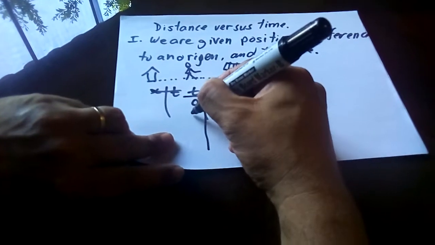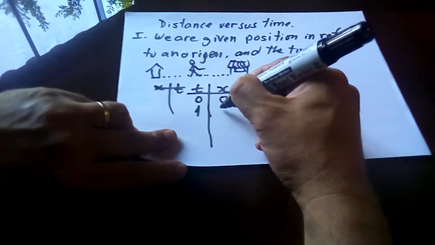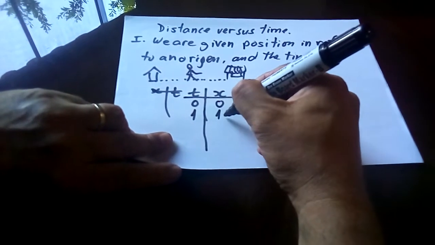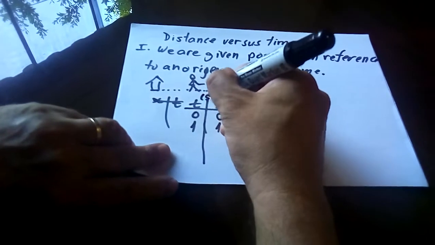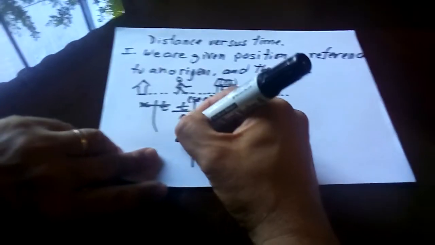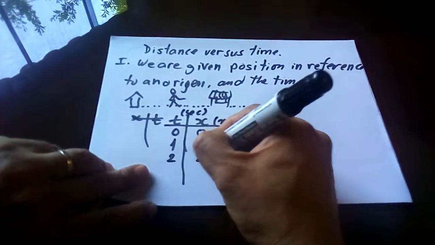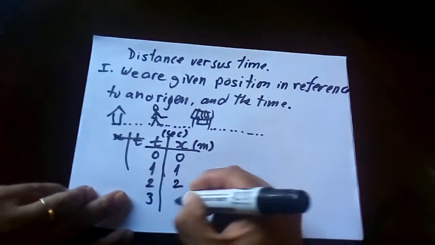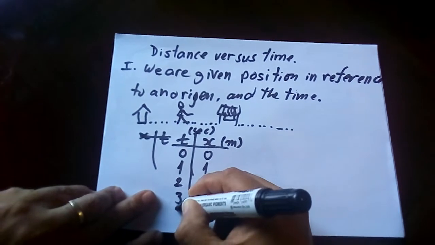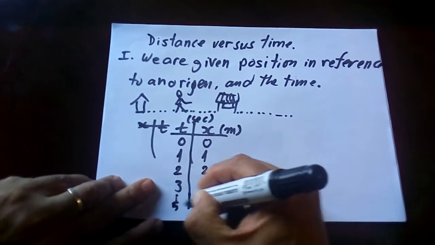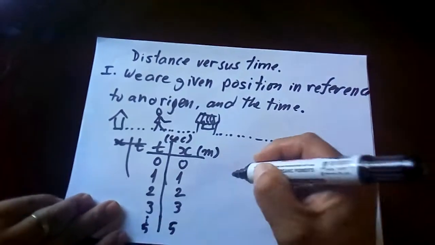As time passed by 1 second, he was 1 meter away. This distance is measured in meters. This time is measured in seconds. 2 seconds later, he was 2 meters away. 3 seconds later, he was 3 meters away. And 5 seconds, he was 5 meters. And then he stopped.